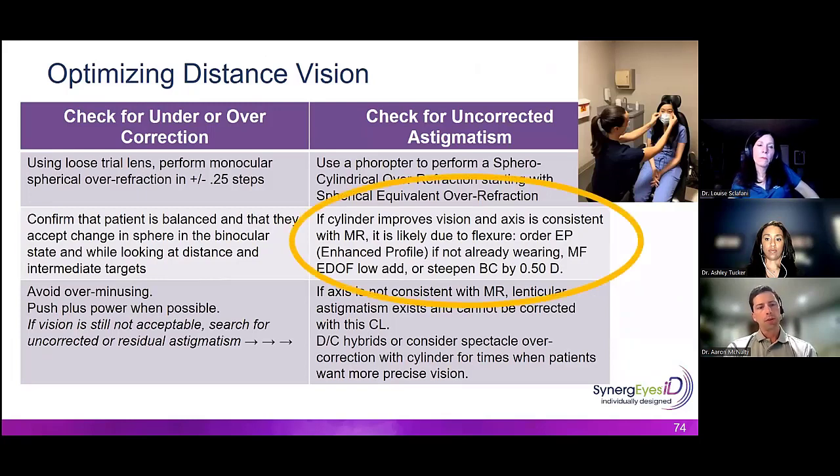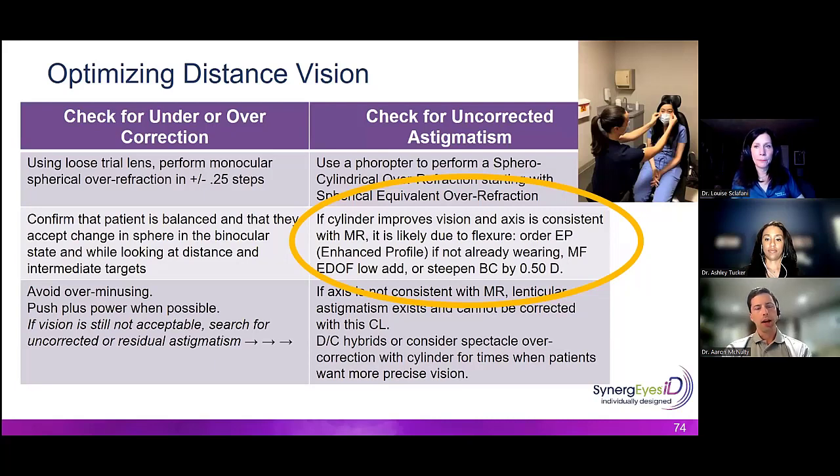Once we've done that, starting with sphere at distance, then binocular at near, we're going to look for uncorrected astigmatism. A lot of times the uncorrected astigmatism is going to be predicted if the Ks and the manifest don't match up. Non-corneal astigmatism is fortunately not as common, and not our friend with hybrid or gas permeable lenses. So we should have an idea going into it whether we're going to have residual astigmatism.